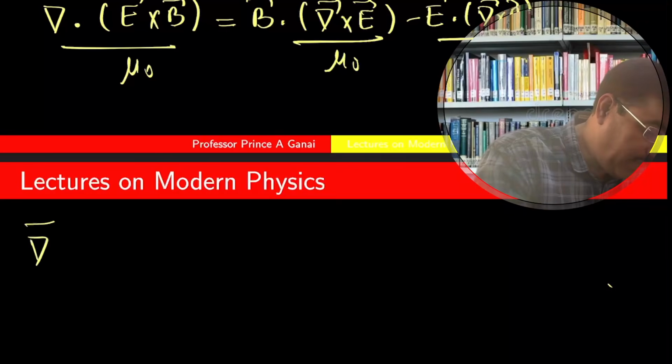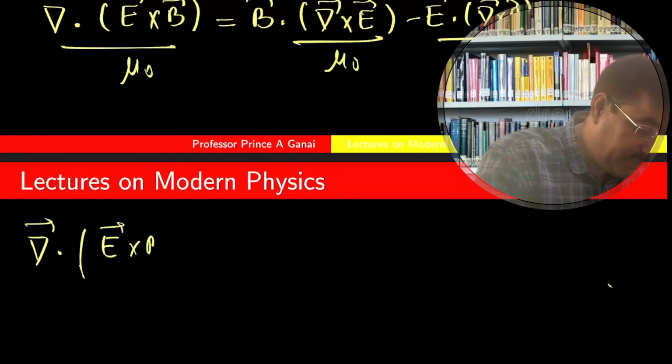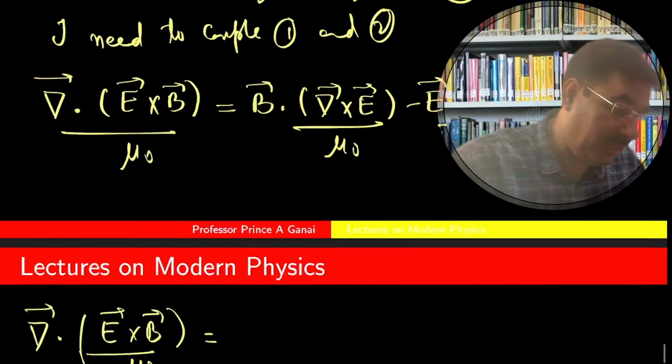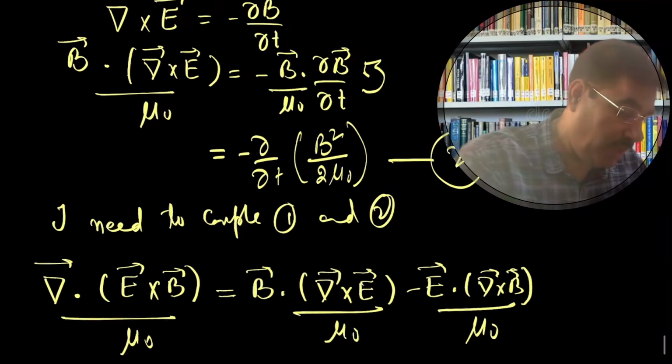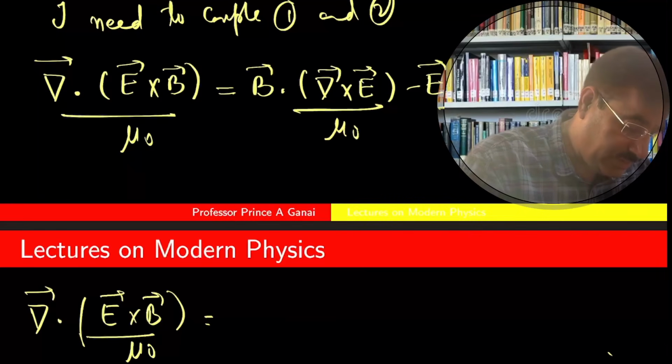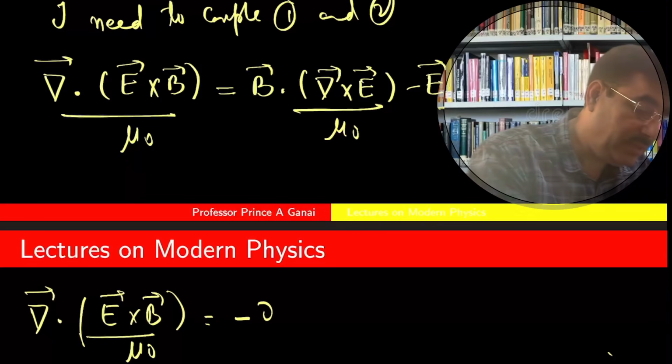So del dot E cross B divided by mu naught is equal to B dot del cross E. Use its value, B dot del cross E, where is that? It's here only, so it is minus del by del T of B square by 2 mu naught. So we are done with this equation.